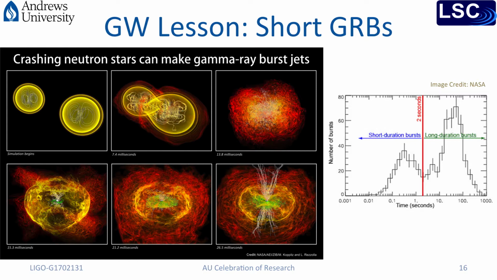But now that we have the gravitational wave evidence, we know that that is indeed the case, that many of the short duration gamma ray bursts are from neutron star collisions, and that other gamma ray bursts that we have witnessed are probably due to the same cause.